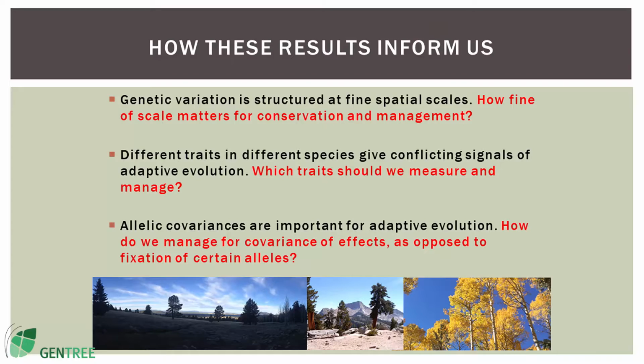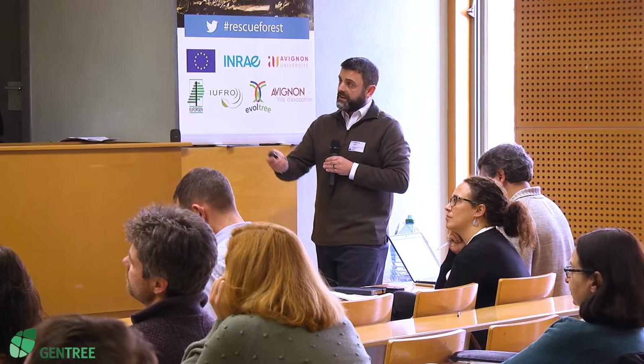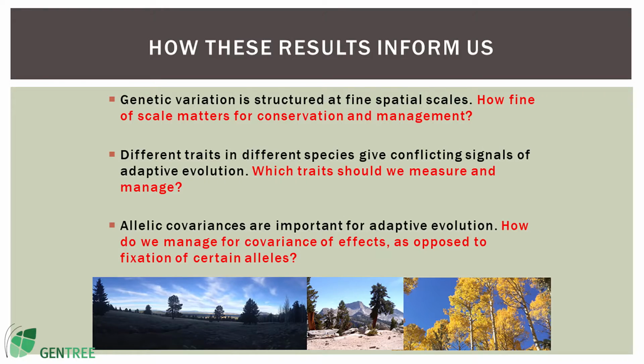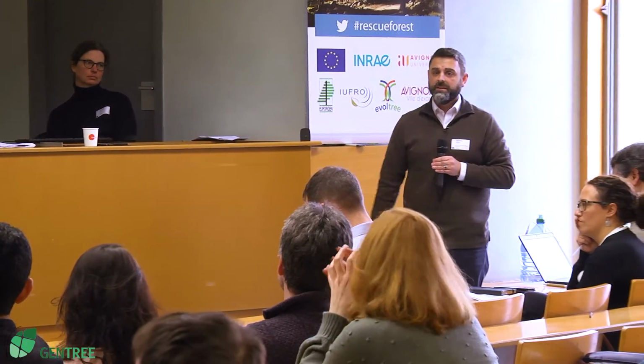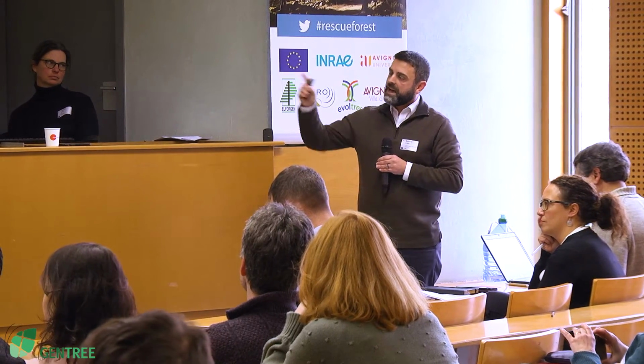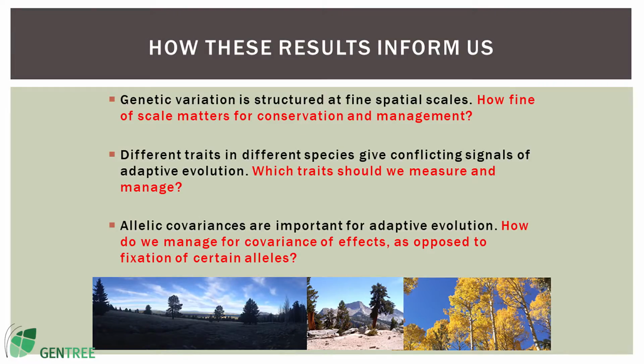We also showed that different traits in different species give conflicting signals of adaptive evolution. QST was bigger or smaller depending on the species for the same trait, measured at the same age. That begs the question, which traits should we measure and manage? And then lastly, if allelic covariances are the driver of adaptation, if you calculate those relative to the single locus variants, they were as big as those summed for the pairwise comparisons. How do we manage for allelic covariances? I don't know how to do that very well. Maybe I'm just slow or something, I don't know. But I can't just quantify allele frequencies and pick.